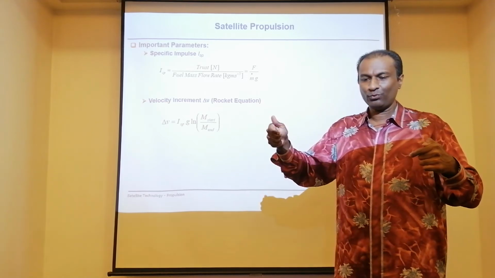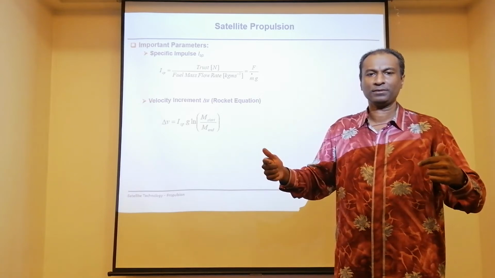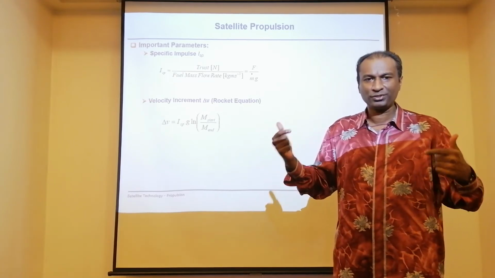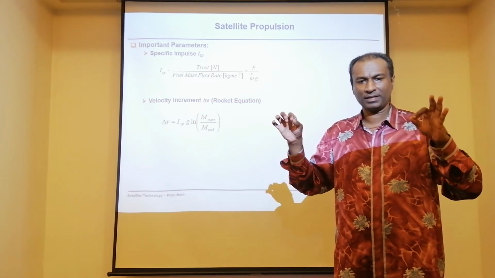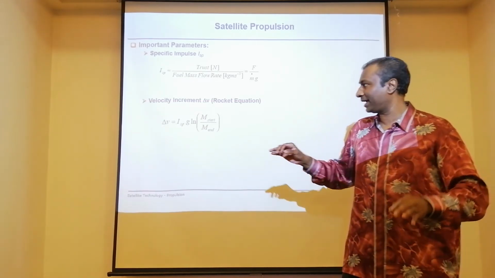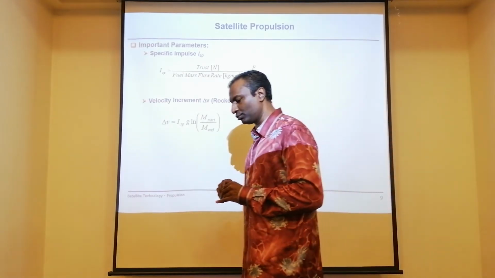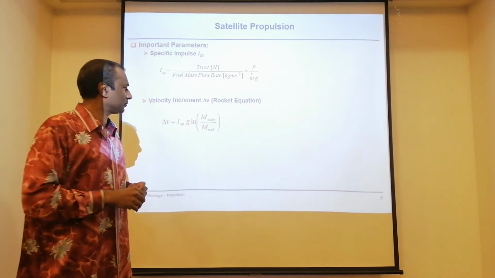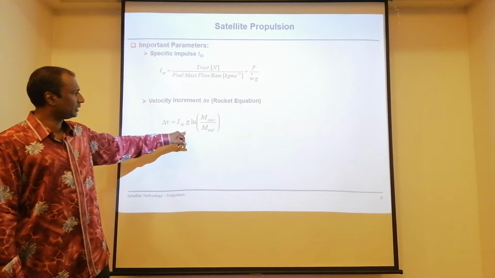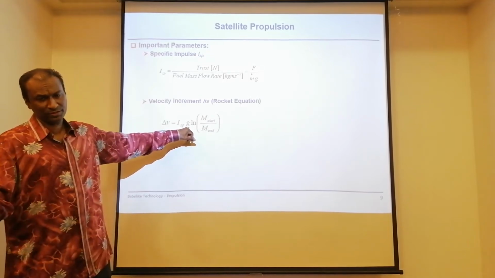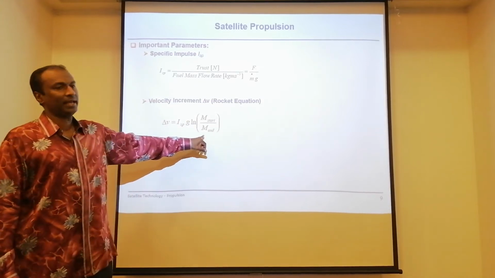In satellite technology, if I need a certain delta V, who is going to give it to me? The answer is my propulsion system is going to give it to me. You should be able to answer that in satellite technology. But the actual calculation you'll be exposed to when you do rocket technology. It's nothing but the specific impulse times the gravitational pull, times ln of the starting mass over the end mass.